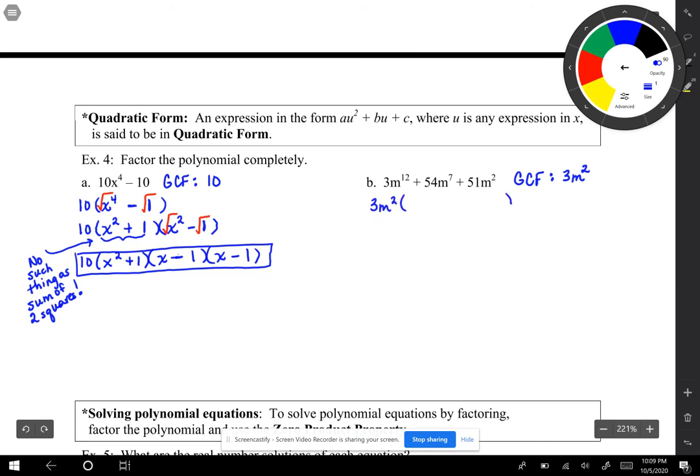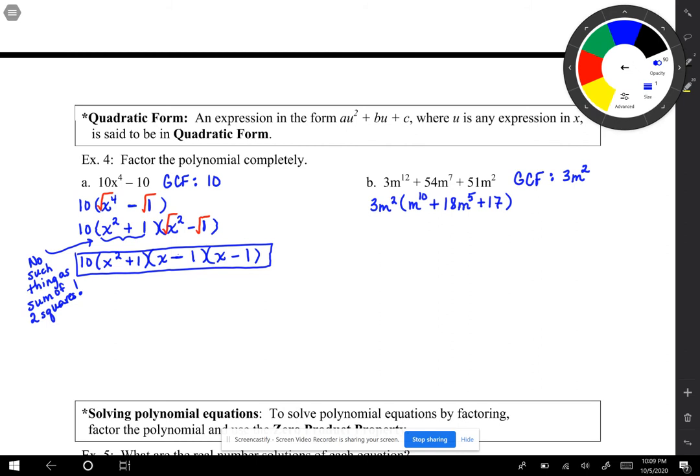In the first term, we're going to have m to the 10th left. Notice you don't want to put m to the 6th because we add exponents when we multiply. So that's why it should be a 10. And the next one, 3 times 18 gives us 54, and we have m to the 5th. And the last one, 3 times 17 gives us 51, and we already have the m squared out there.